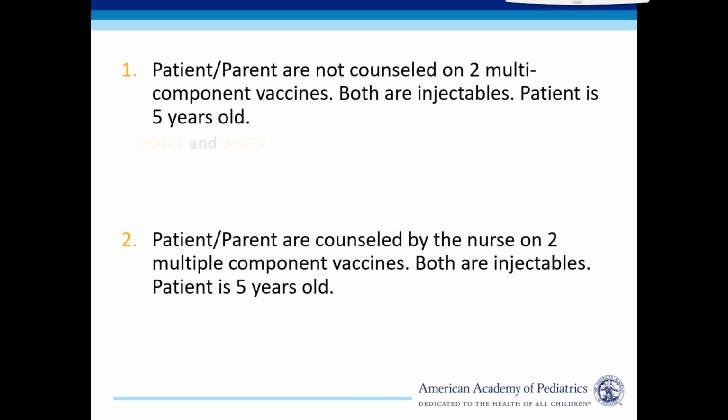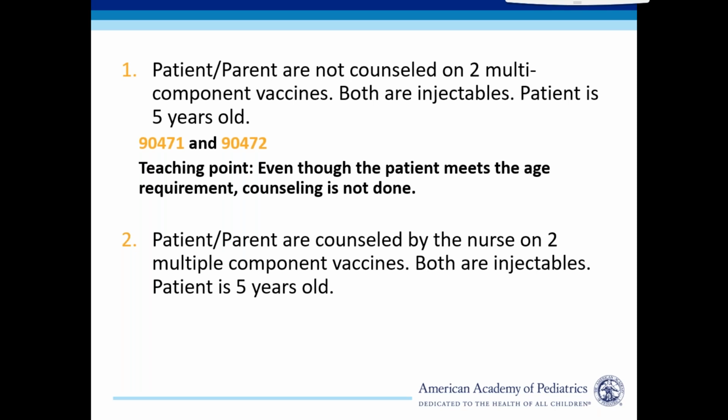Let's look at our next one. The patient or parent are not counseled on two multi-component vaccines. Both are injectables. The patient is 5 years old. We're going to report our 90471 for the first and 90472 for the second vaccine. Even though the patient meets the age requirement, counseling is not done. So again, 90460 is off the table, and our 90471 and 72 are not reported based on components.